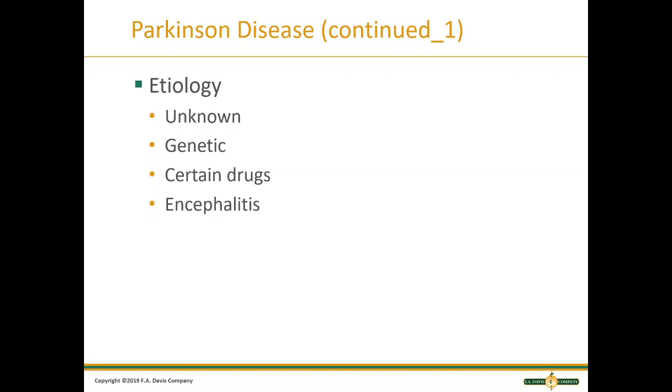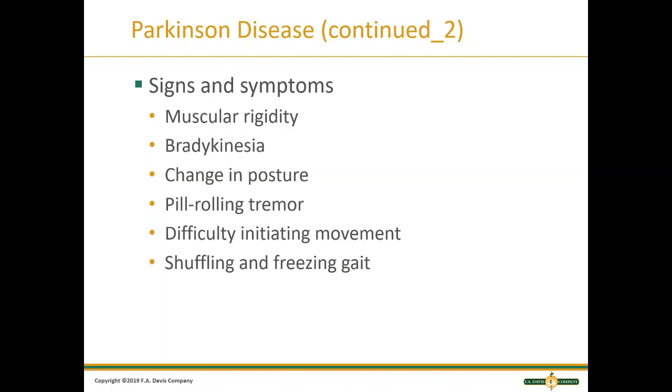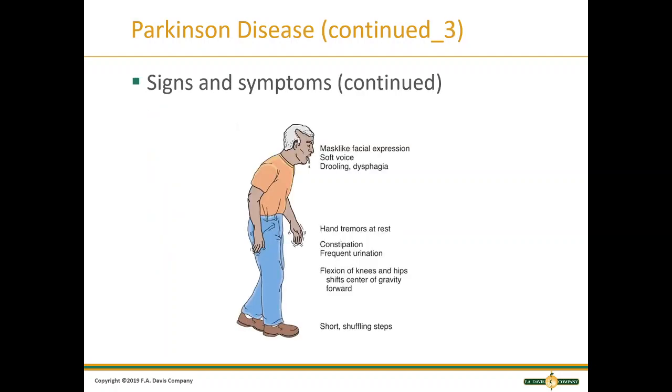So they have tremors, they shake a lot. It's of unknown origin. It can be genetic. Certain drugs or encephalitis can cause it. We see they have a rigid muscular appearance, bradykinesia. So that's the shaking that they have. Change in their posture, their posture is affected. Pill rolling tremor with their hands. Difficulty initiating movement, so shuffling and freezing gait. So they tend to shuffle along.